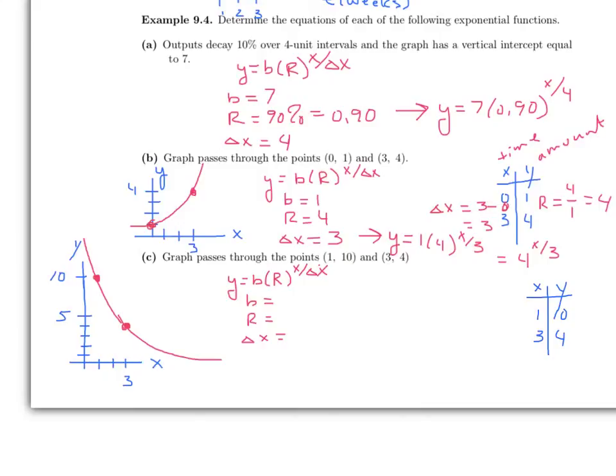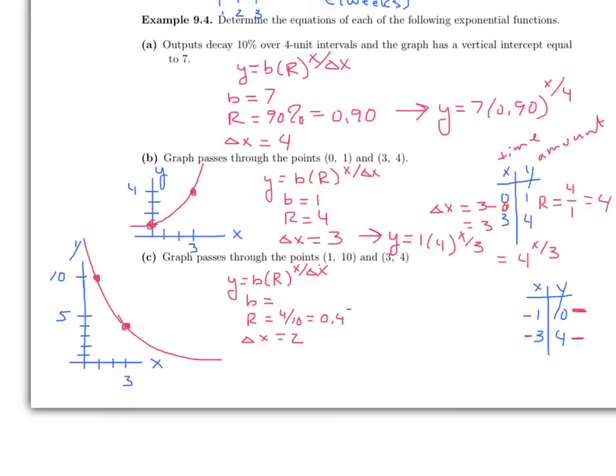Okay, so r, remember, is the later amount divided by the earlier amount. So that would be 4 over 10, or 4/10. Delta x is the change in x when we go from 1 to 3. The total change is 3 minus 1, which is 2. So the only thing we have left to figure out is the b.